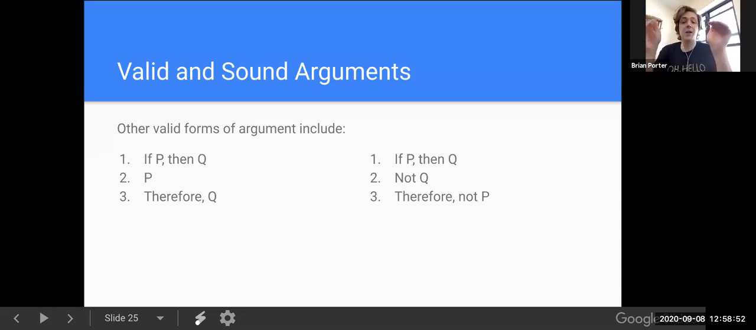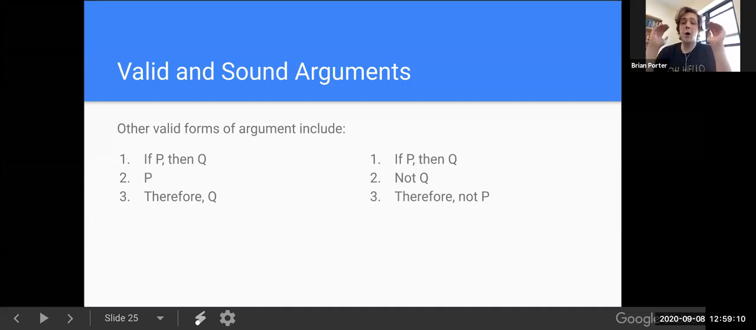So this is a valid argument form also. If the premises are true, if one and two are true, then the conclusion, sentence three, has to be true too. Now the premises might be false. Maybe you do live in New York, and so premise two is false.